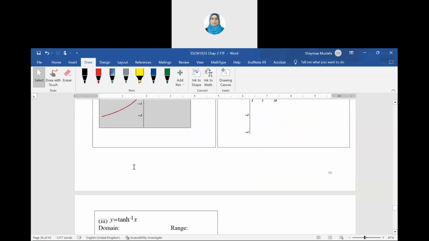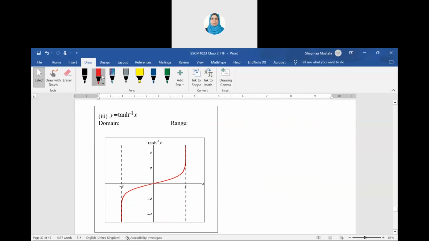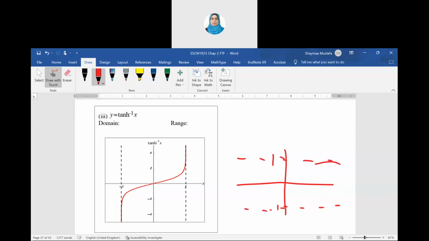What about tanh? Tanh x, if you remember, the original function was like that. We have horizontal asymptotes at 1 and minus 1. This is the graph of tanh x. Now, tanh x was a one-to-one function on its domain. So for tanh x, no need to restrict, because it's already one-to-one.